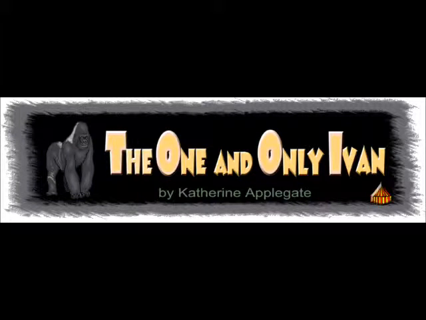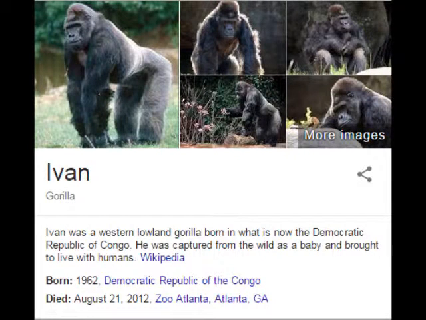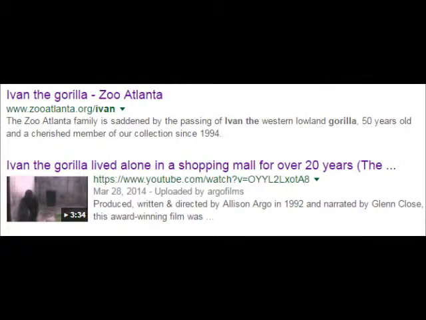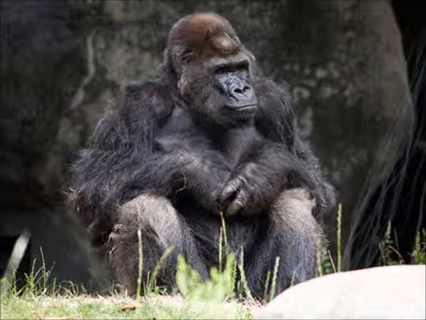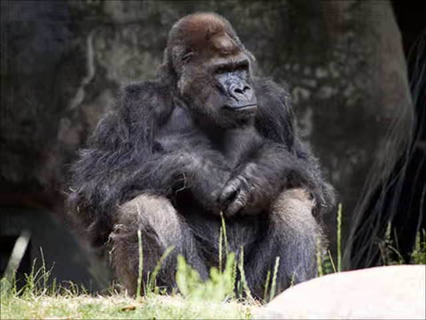My unit plan is for fifth grade English and is based on The One and Only Ivan by Katherine Applegate, which is a wonderful book. The One and Only Ivan is based on the true story of a gorilla named Ivan who was kept in a mall in Washington before being advocated to be moved to a zoo. He recently passed away and he became a very much loved animal. And so Katherine Applegate was inspired to write this story from his perspective based on his life.